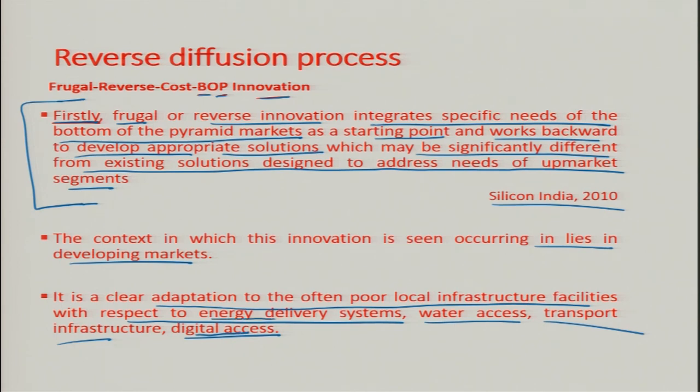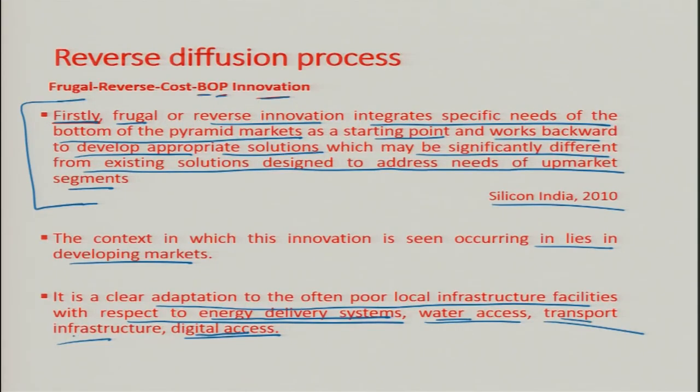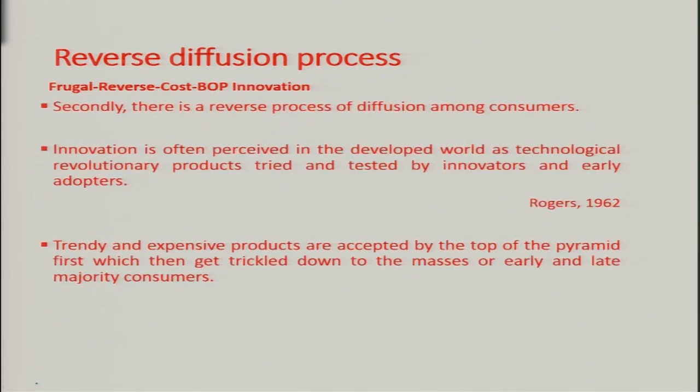Energy delivery systems: providing power to the people in rural and remote areas. Can we devise methods so that low-cost power could be delivered to them? People are working on this. Then water access, transport infrastructure, all this comes under frugal innovation.